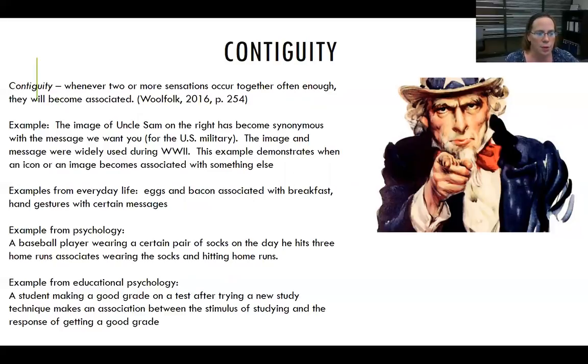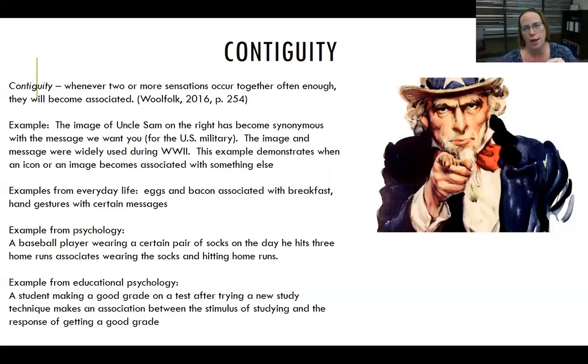Some other examples, so one from everyday life, eggs and bacon are associated with breakfast, hand gestures with certain messages, so we wave hello or we wave goodbye, and other hand gestures we know send other messages. So two things become associated if they occur together often enough. That's contiguity. An example from psychology would be a baseball player wearing a certain pair of socks on the day he hits 3 home runs, and then he associates wearing the socks and hitting home runs. So it would have to continue to happen for contiguity to actually be in play.